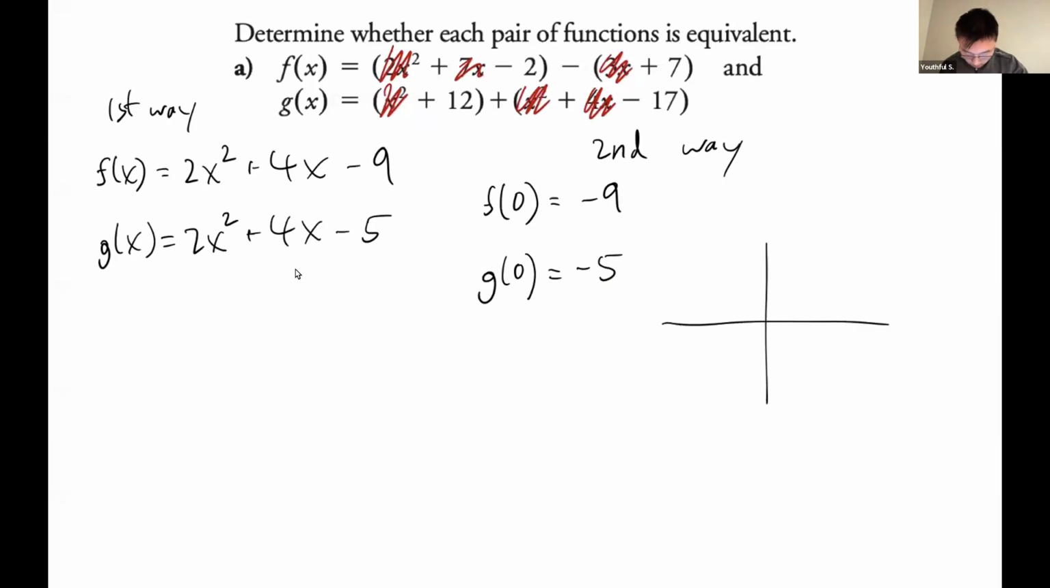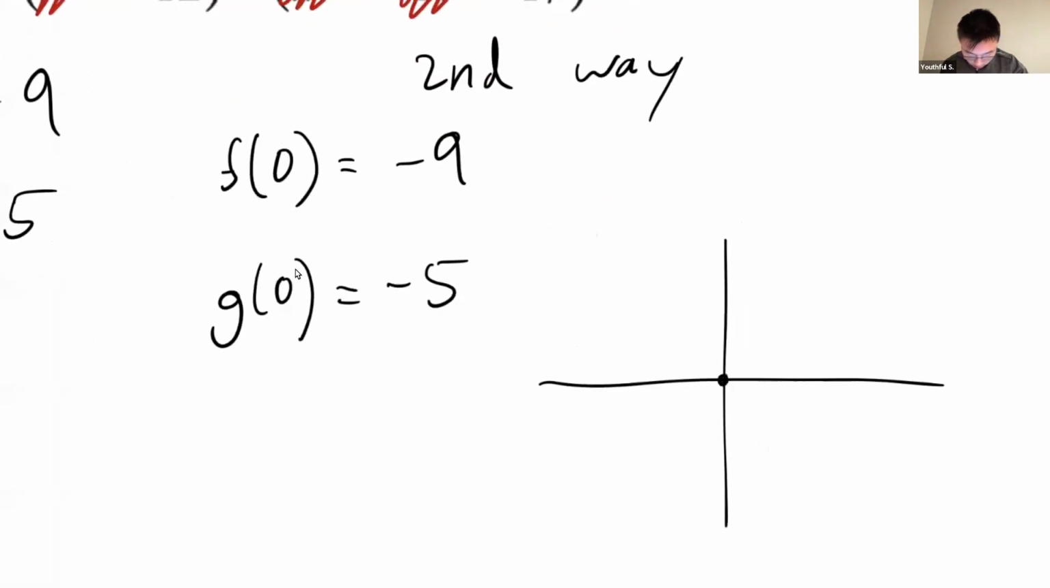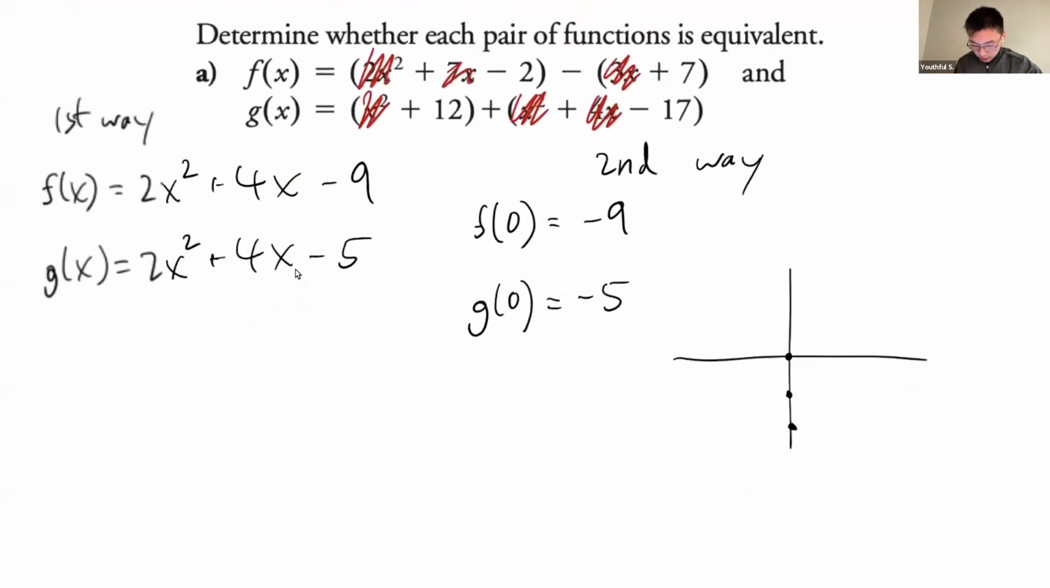Graphically, if we have x equals 0, and then f of 0 was negative 9, and then g of 0 is negative 5, it's going to look something like this. And so you can clearly see they're probably not going to be on the same function.